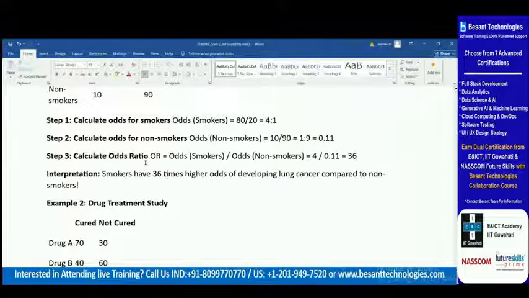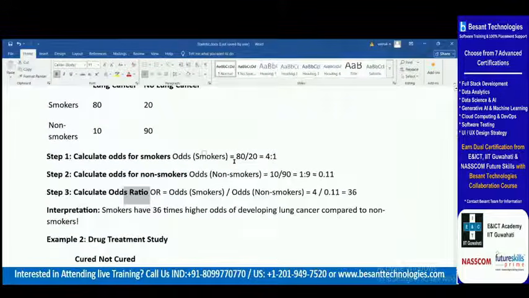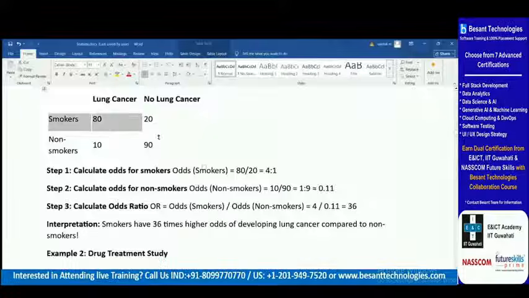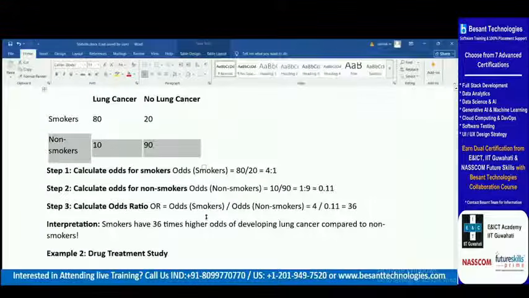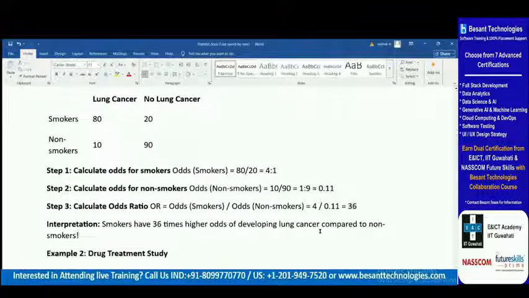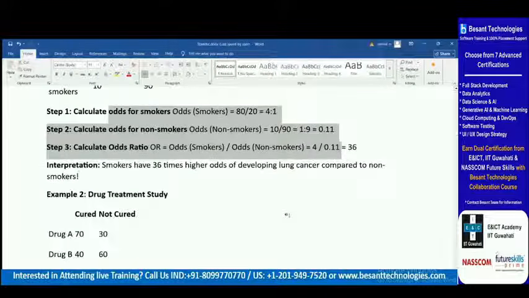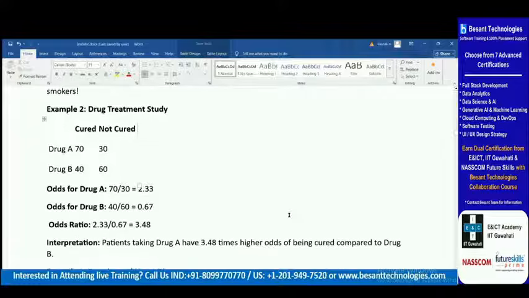And now calculate the odds ratio. The odds ratio is group 1 and group 2 combined: this is my group 1 and this is my group 2, so I'm just dividing one by the other. I'm getting the value as 36. So my interpretation is that smokers have 36 times higher odds of developing lung cancer compared to non-smokers. That is my interpretation from this odds ratio calculation.